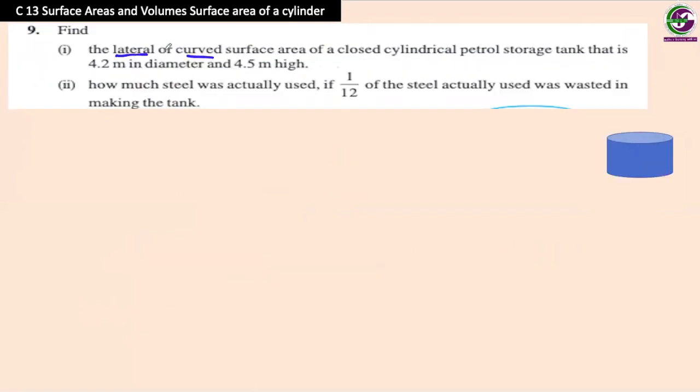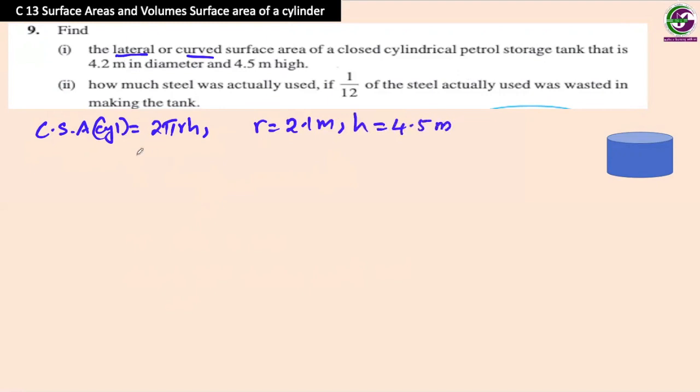Find the lateral or curved surface area. Have a note, lateral means curved surface area. So we have to find curved surface area of the cylinder, which is closed, but first we will find only curved surface area with diameter is 4.2. Diameter is 4.2, so radius is 2.1 meter and the height is 4.5 meter. So let us replace 2 times 22 by 7 times radius 2.1 times the height 4.5.